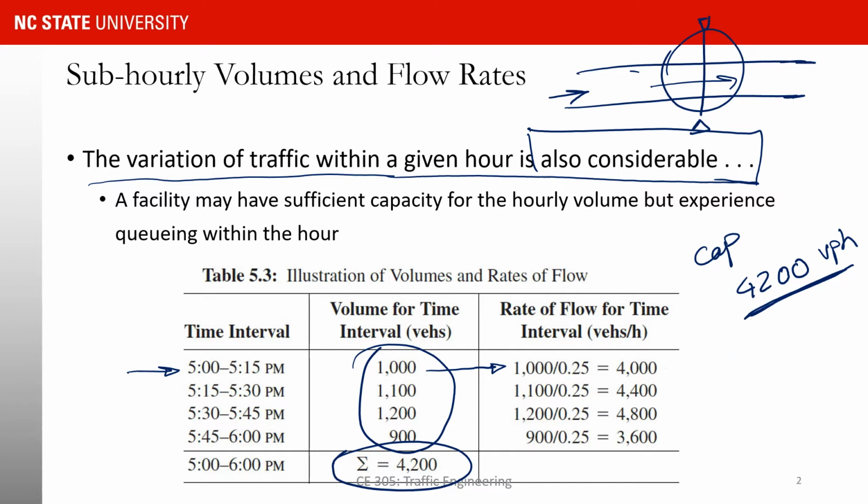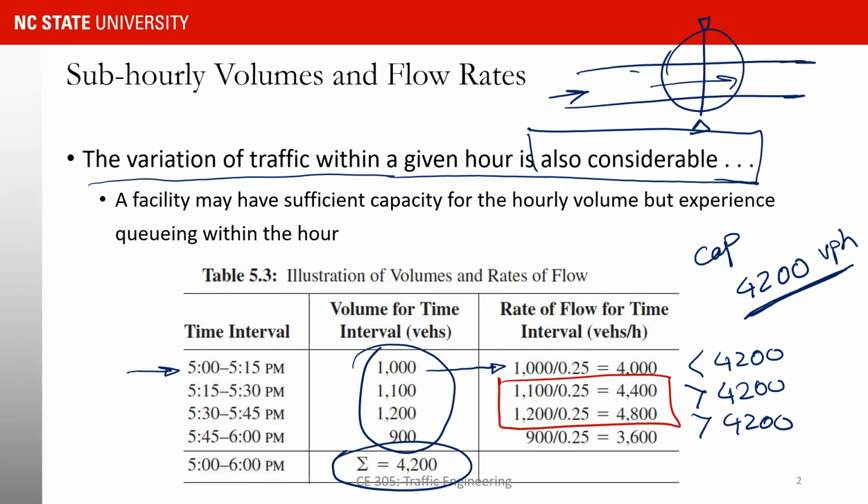Let me just clean this up. So this is less than 4,200. I'm okay. However, this number is more. 4,800 is more. And if my capacity is 4,200, you can see that I'm gonna have issue at these times. Let's take a look into these issues a little bit further in the next slide.